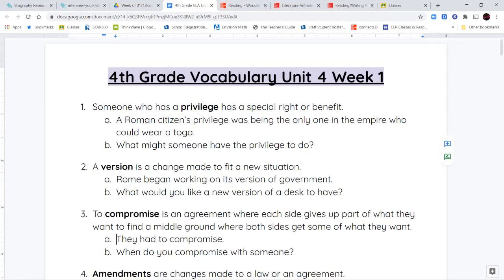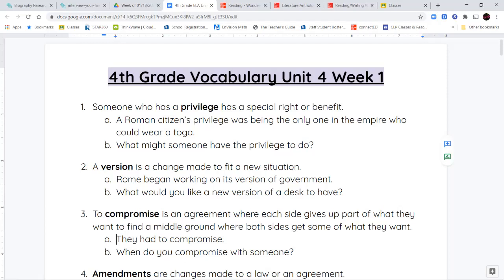Your next word is the word version. Version is a change that's made to fit a new situation. So if you have a new version of something, that means you've taken the original thing and you've modified it, or you've made changes to it so it fits better in the new situation.